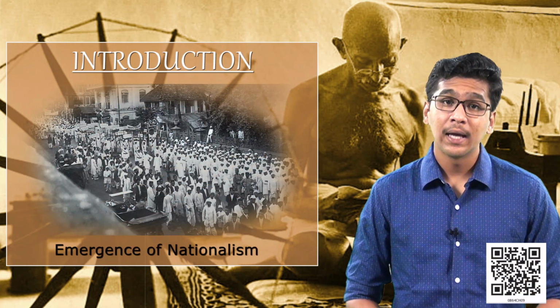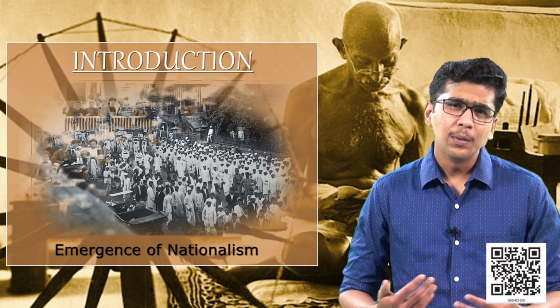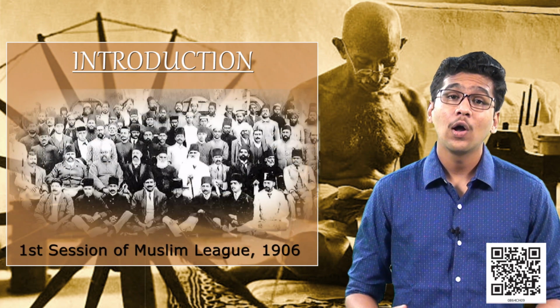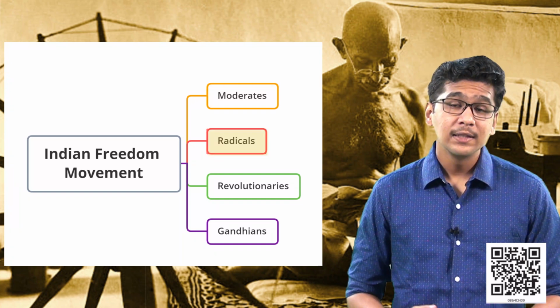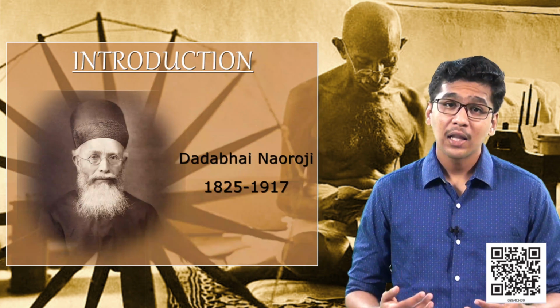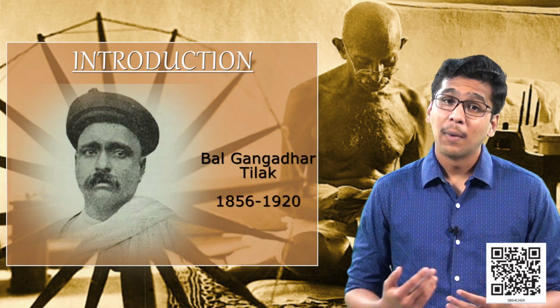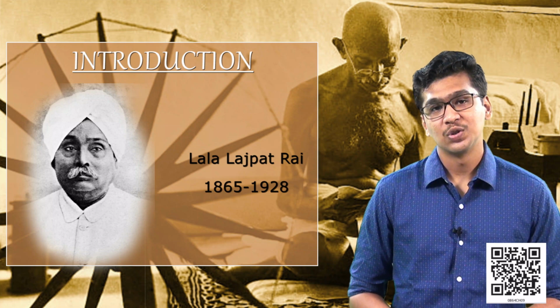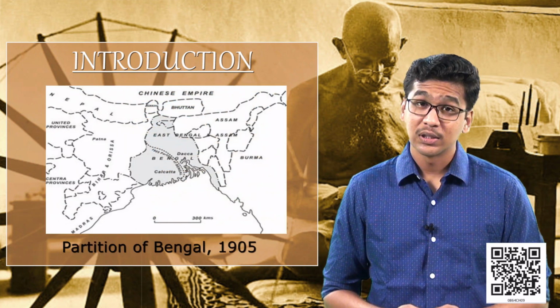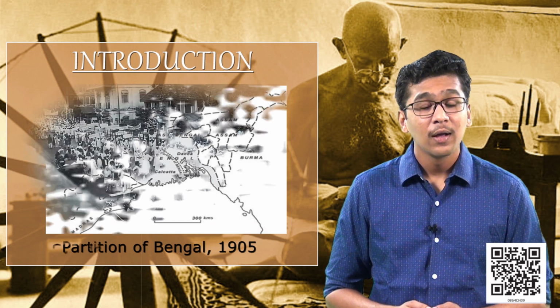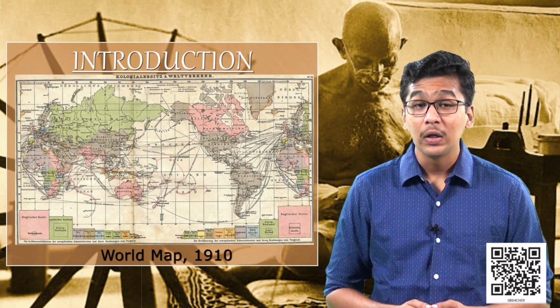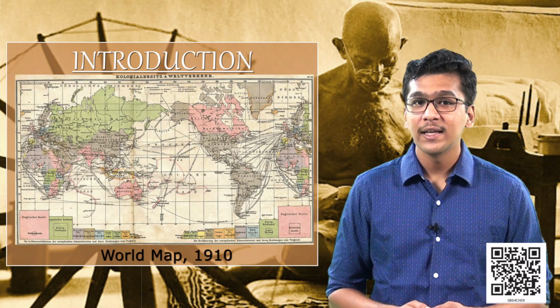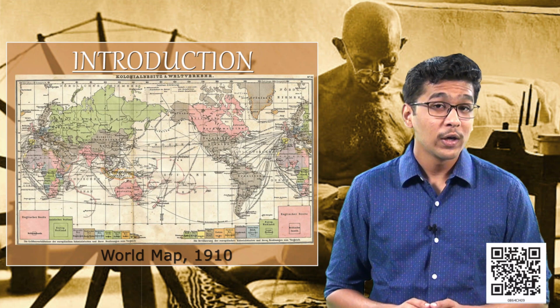Dear students, in the previous episode, you studied about the emergence of nationalism in India, the birth of the Indian National Congress and the All India Muslim League. You studied the ideologies of the moderates, the radicals and the revolutionaries such as Dadabhai Naoroji, Bipin Chandra Pal, Bal Gangadhar Tilak and Lala Lajpat Rai and so on. You understood the concept of Swaraj, the partition of Bengal and the importance of the Swadeshi movement. While all this was happening in India, some major world events were taking place in world history. Can you guess what they were?